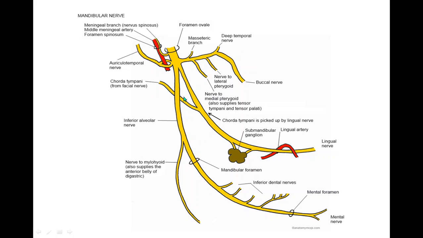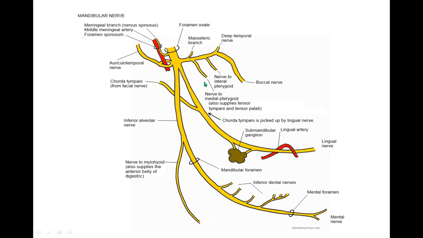Before dividing into two divisions, a few branches arise from the trunk of the mandibular nerve. So what are they? This one is the meningeal branch. All these three nerves, the ophthalmic, maxillary and mandibular, give meningeal branches which supply the dura, the meninges, especially in the middle cranial fossa. Remember that one more point. So, the meningeal branch, also called the nervus spinosus, and the nerve to medial pterygoid. Those are the only two branches from the trunk of the mandibular nerve.